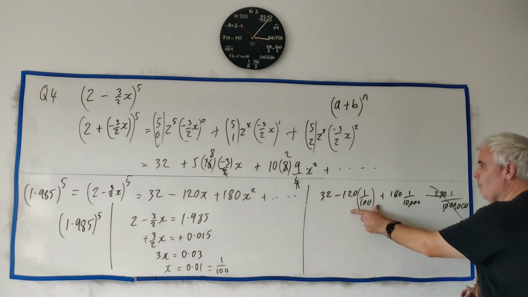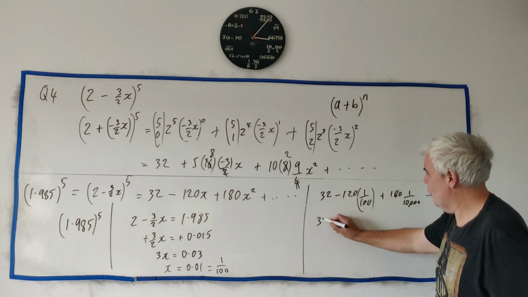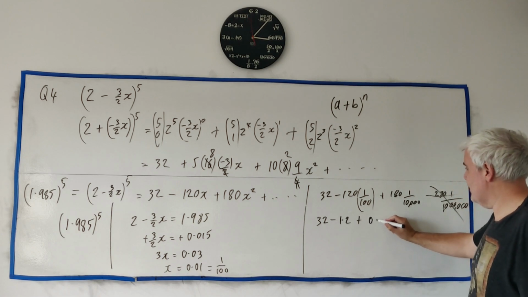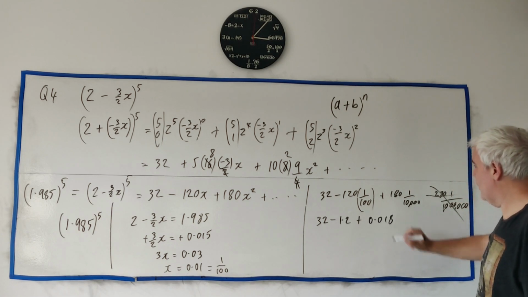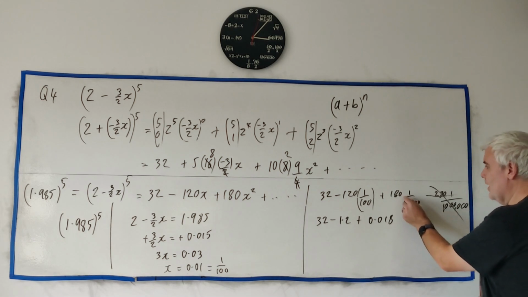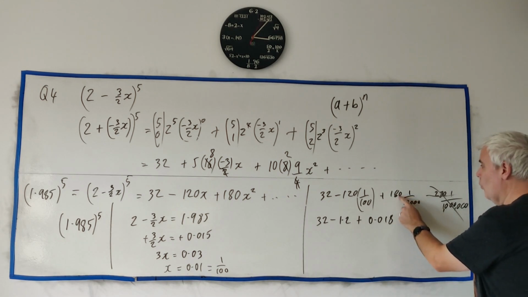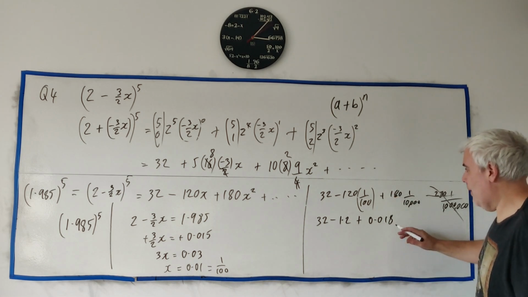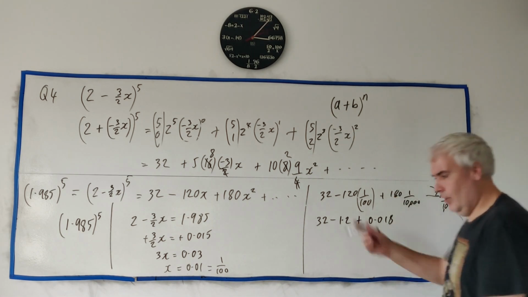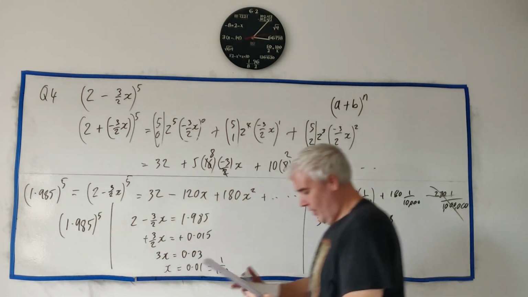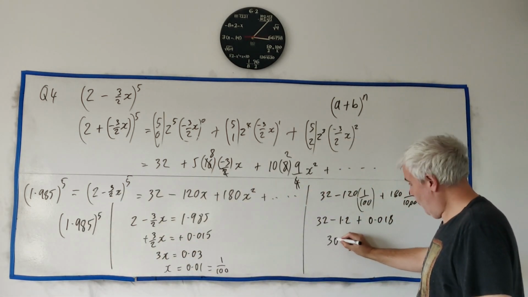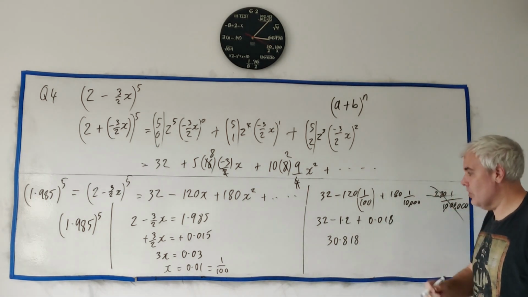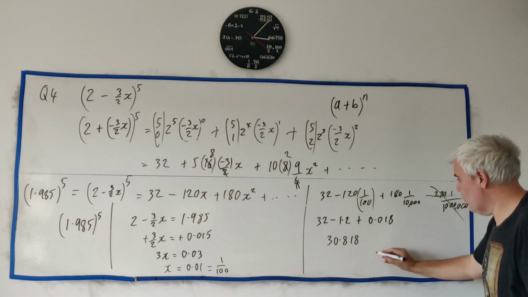So what is our approximate? Put all this in a calculator, but really this is 32 take away 1.2 plus, I think this is 0.018, isn't it? We're moving the decimal place 4 times. One gets here, another 2, yeah, gets to this. Putting all this together, well, let me just go to my notes rather. This is 30.818. That's our approximation.